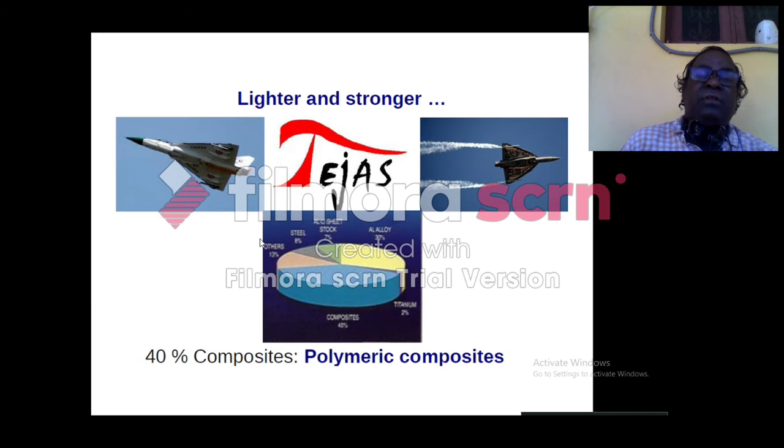Take an example like the Tejas, a military aircraft. More than 40% is made of composite, almost 40%, and the remaining 30% is aluminum. Aluminum is also a lightweight material, and composite is a maximum of almost 40%. The remaining is titanium and steel. So this lightweight material is used in the Tejas aircraft.